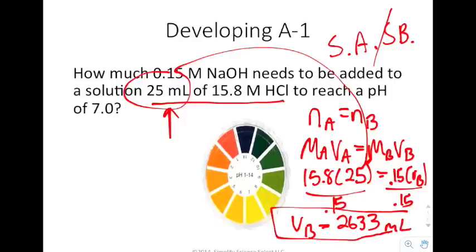This shows you the power of a concentrated acid versus a diluted acid. Here you have a diluted acid and a concentrated acid. It takes over 100 times the volume to neutralize the concentrated acid.